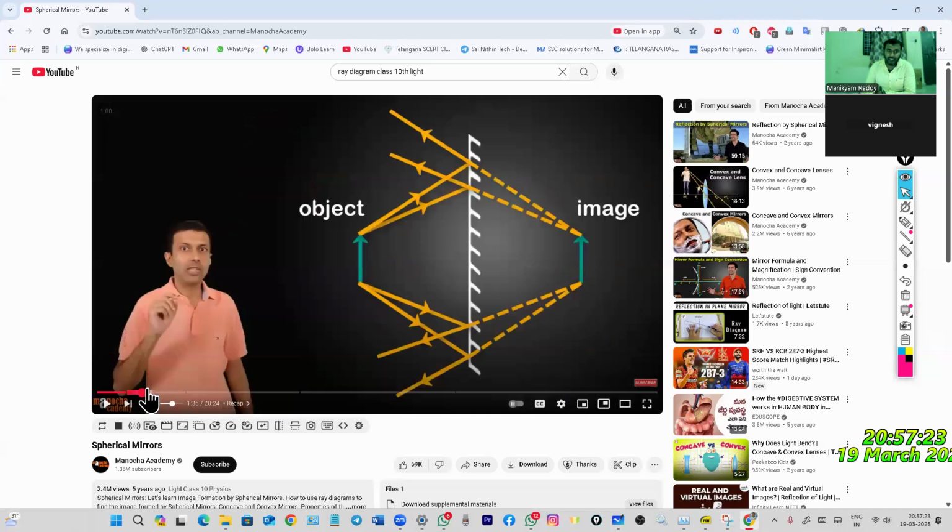Okay, now next one is the image. This is the object. Here two rays are coming and reflecting back. When a smooth surface is there, you can observe the reflecting arrow marks here on the plane mirror. How the image is formed is being explained. Next one.